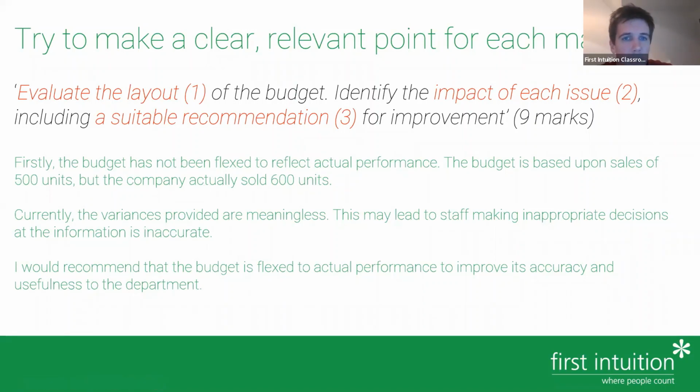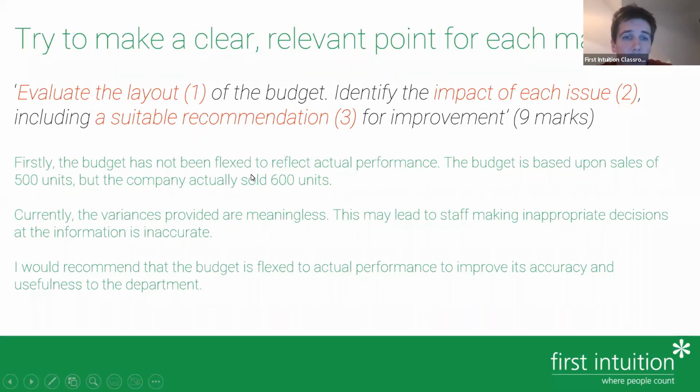There's a problem. So I've identified the issue. What I'm then going to do, second part of the question, is talk about what that might do. So identify the impact. If I have a budget that isn't flexed, then the variances that are calculated off the back of that budget aren't going to mean anything.